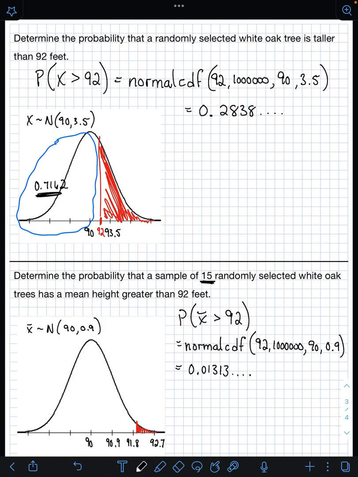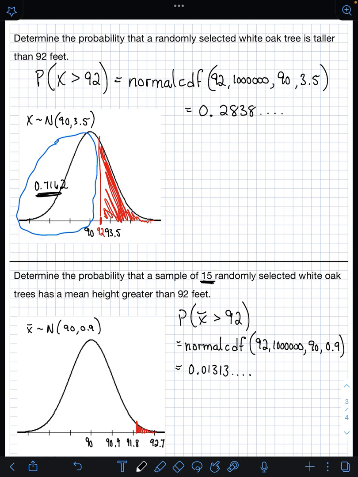So that seems like it would be pretty unusual, to have a group of 15 where you get 7 or 8 that are higher than 92 feet. So that is the big difference between these. And as I said before, a lot of these problems are going to start with the assumption that the population distribution is normal, so that we can make this kind of comparison between them. And then we can see the difference.